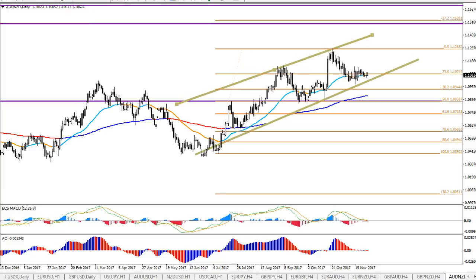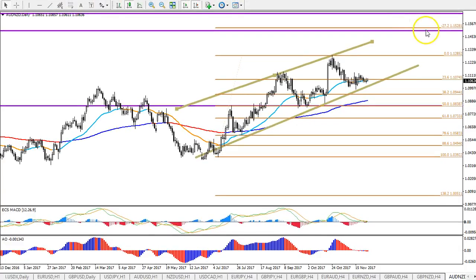Let me adjust this a little bit. Up to that 115 level. That's the main target for the AUD New Zealand. But if price does break below 108, 108.30, then in that case, I am not bullish anymore.